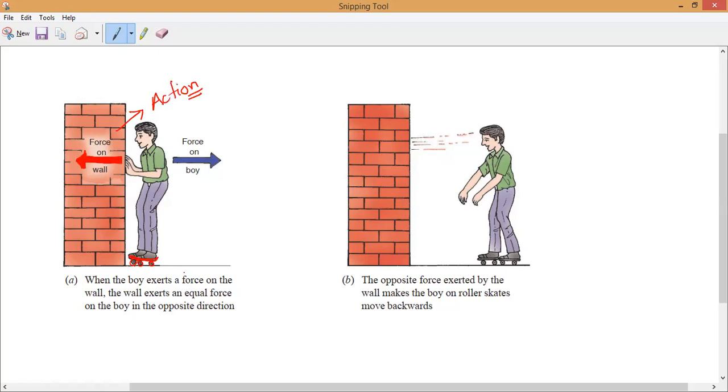Action. You can see when the boy exerts a force on the wall, then the wall also exerts an equal force on the boy in the opposite direction. That is why when I try to push the wall in the forward direction, the wall will apply the same equal and opposite force on me so that I will move in the backward direction. Is it yes or no, guys? The opposite force exerted by the wall makes the boy on roller skates move backwards. So that force is called as what? Action or reaction? That force is called reaction.